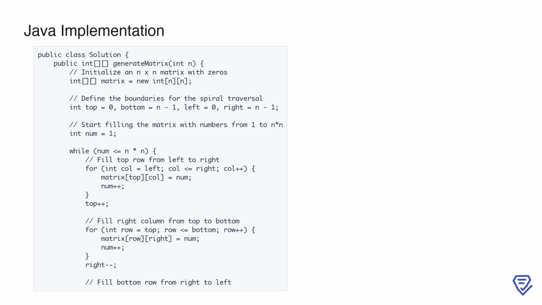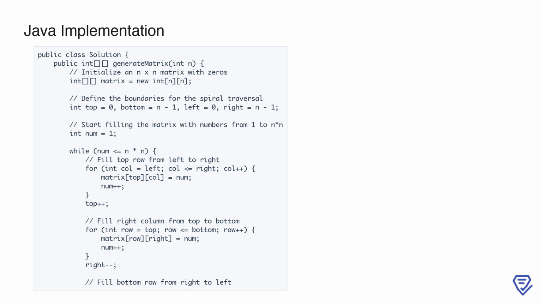Next, we define 4 variables, top, bottom, left, and right, which represent the boundaries of the spiral traversal. These boundaries will help us navigate through the matrix layer by layer. We also initialize a variable number to 1, which will be incremented as we fill the matrix.